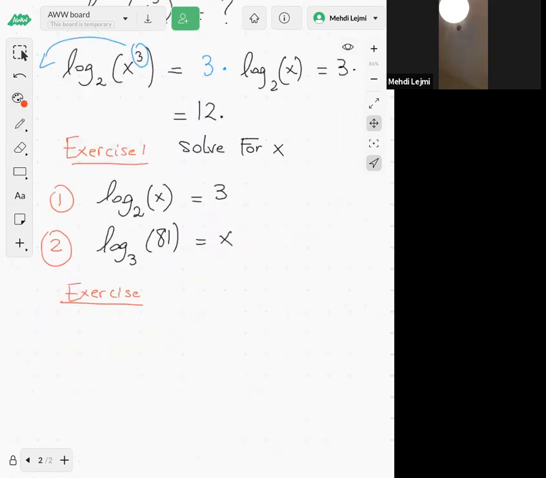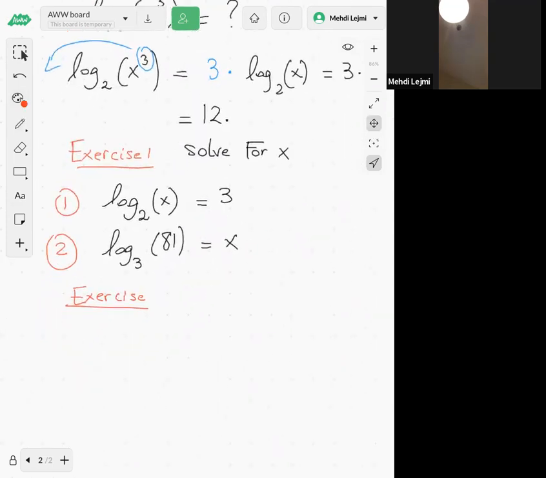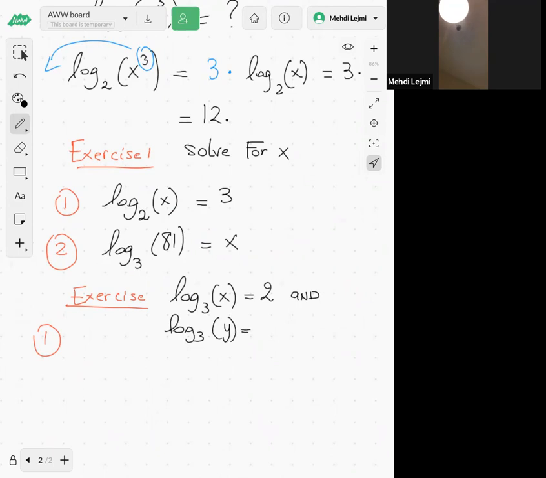So for number 1, let's say log in base 3 of x is equal to 2, and log in base 3 of y is equal to, let's say, 4. All right, so please try to find the following.